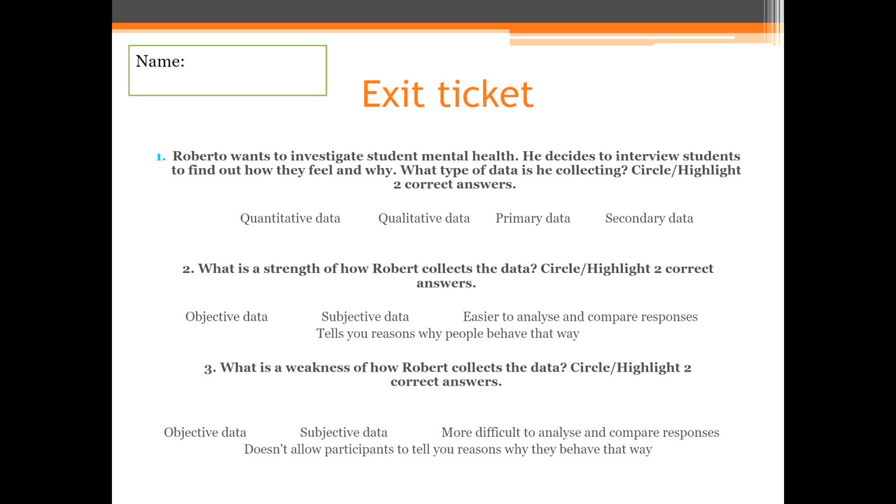And these are some more questions. So we've got Roberto wants to investigate student mental health. He decides to interview students to find out how they feel and why. What data? So he's doing this himself, so we've got primary data, and he is finding out about the reasons why. So that's qualitative data. And then number 2, what is the strength of how Robert collects the data? So because Robert is collecting qualitative data, that tells you the reasons why people behave that way.